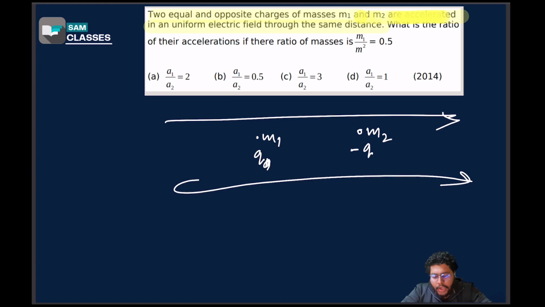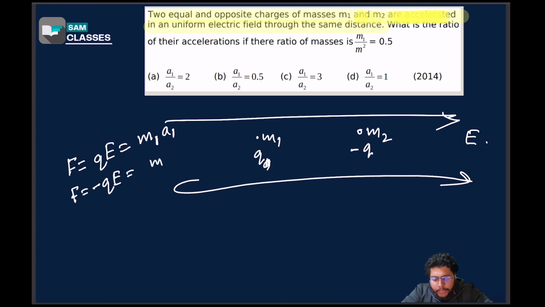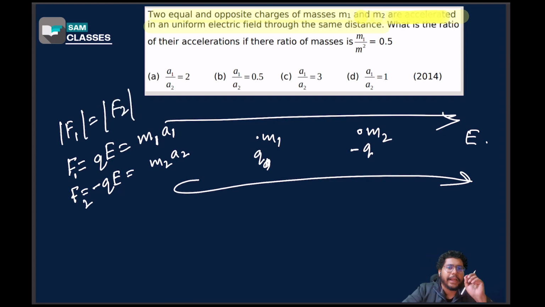One is minus q. So if I apply a force on a charge, what is the force formula? Electric field is E. So F is equal to QE, and that is also equal to what? Mass into acceleration, m1 into a1. Now for the other, F is equal to minus QE, and that is equal to m2 into a2. But the magnitude of the forces F1 and F2 will be the same, yes or no? Because only the negative sign changes the direction, nothing more. So directly I can write m1 a1 is equal to m2 a2, correct?